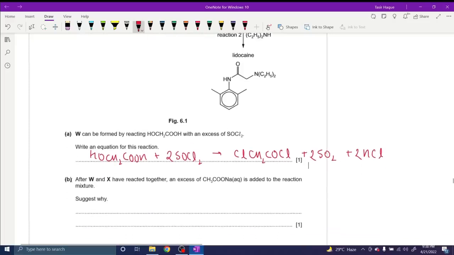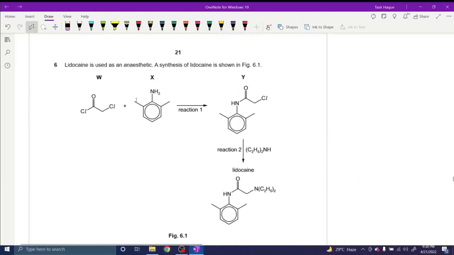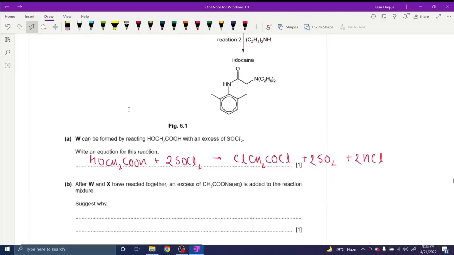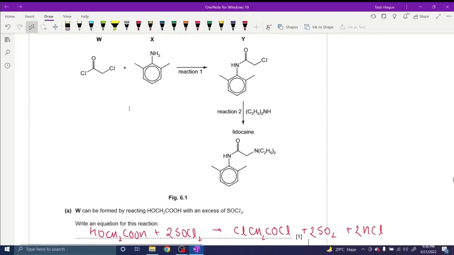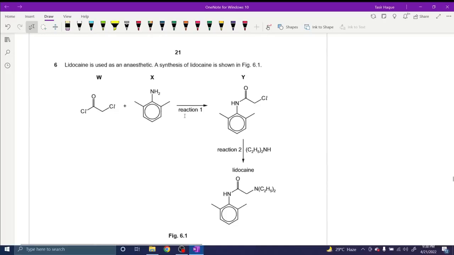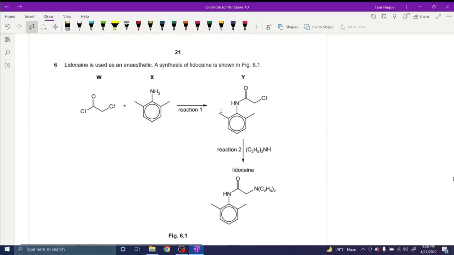This is it. After W and X have reacted together, the acyl chloride is reacting with this aniline, phenylamine compound to form an amide. Okay? Only the acyl chloride part can form the amide though. An excess of sodium ethanoate is added to the reaction mixture. Why are we adding sodium ethanoate to the reaction mixture after W and X have reacted?